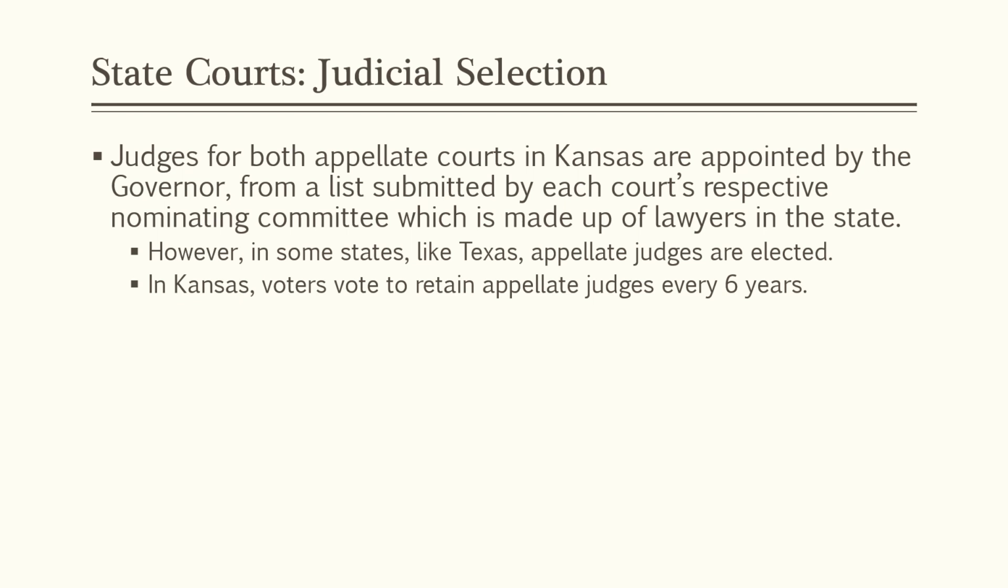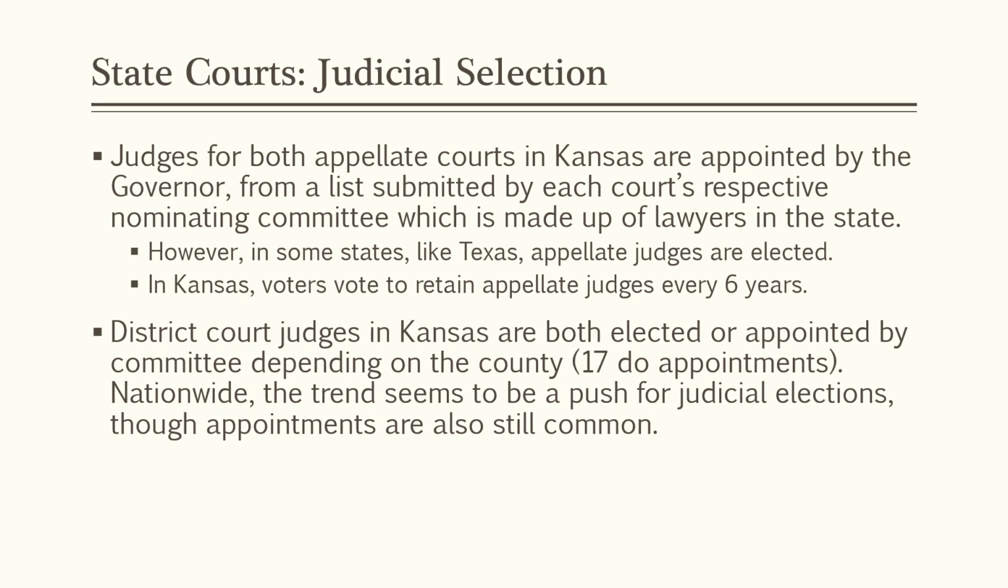In Kansas, voters vote to retain appellate judges every 6 years. You don't vote to elect the judges, you vote to decide whether they can stay on the court. If you've ever voted in Kansas, there'll be a section that says, do you retain Judge so-and-so on the Kansas Court of Appeals? Yes or no.